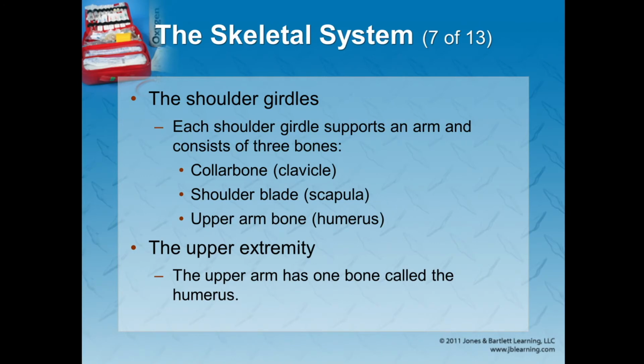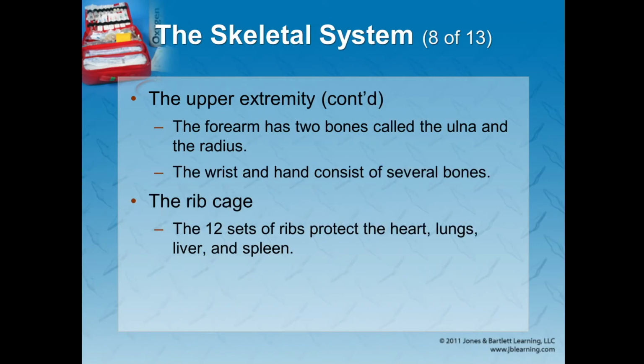So we have shoulder girdles. Each shoulder girdle supports an arm and consists of 3 bones. You have your collarbone, the clavicle, which is located on the anterior of you. You have your shoulder blade or scapula, which is actually located on the posterior of you. And then you have the upper arm bone, also known as the humerus. The forearm has 2 bones called the ulna and radius, and the wrist and hand consist of several other bones.